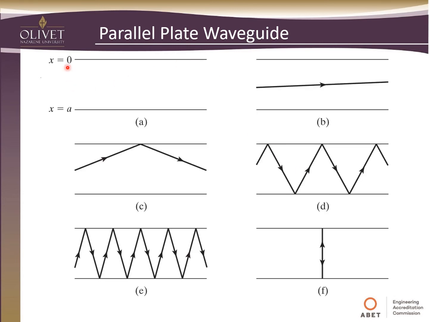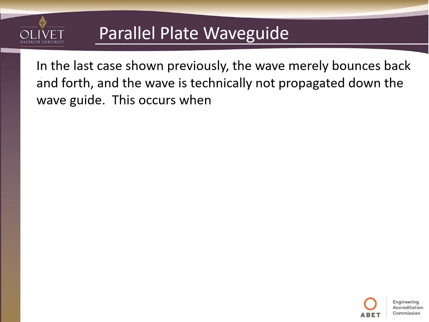So what we see here then, this would be DC, so there'd be no angle. As we start to increase the frequency of our wave, this is the angle we'd have to shoot it in between the parallel waveguides to get it to propagate. And as we go up in frequency, we have to tilt that angle more and more until ultimately we get to a point where it just bounces back and forth. So in the last case shown previously, the wave merely bounces back and forth, like I said, and the wave is technically not propagated down the waveguide.